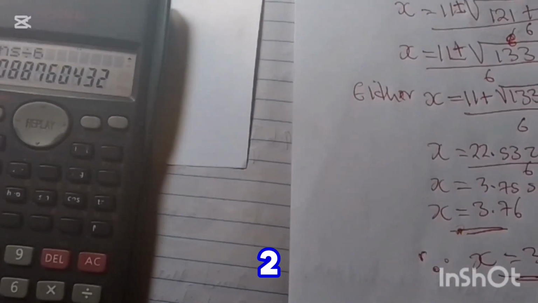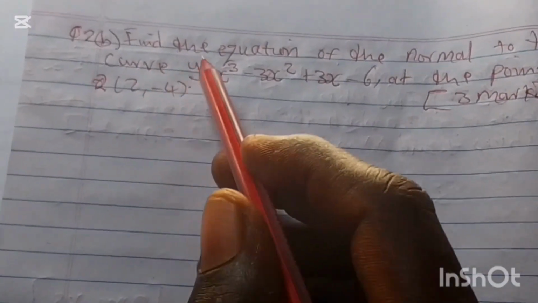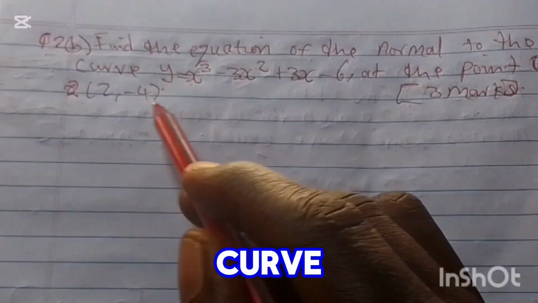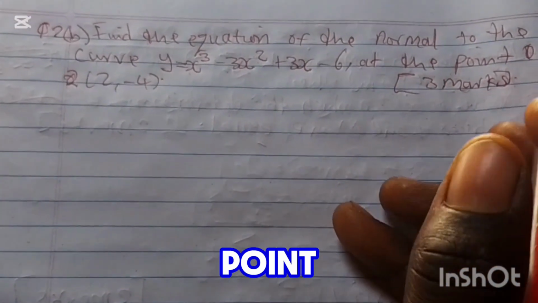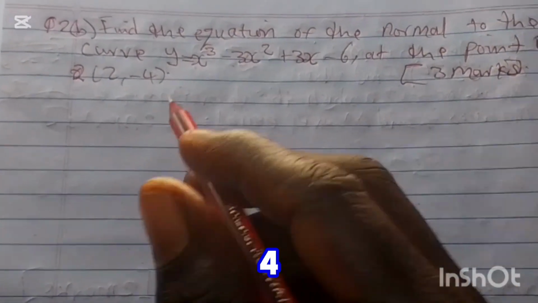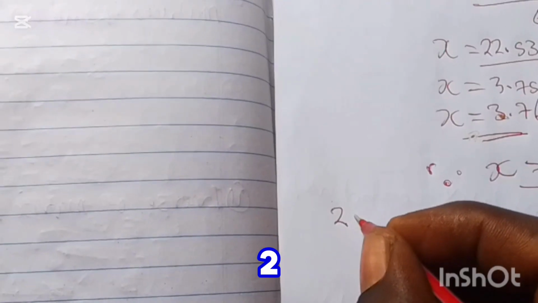So let's proceed. Question number 2b. Find the equation of the normal to the curve y is equal to x cubed minus 3x squared plus 3x minus 6 at the point (2, negative 4). This question carries 2 marks. So solution, here is question number 2b.